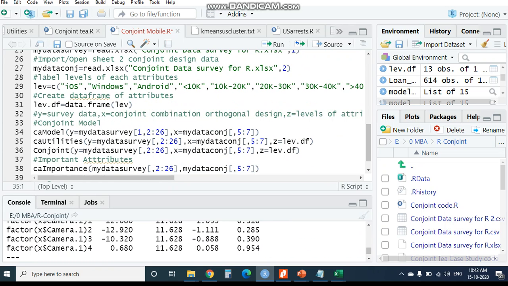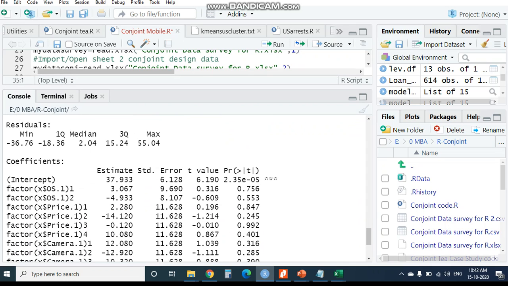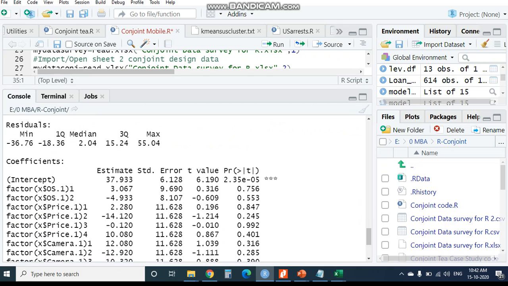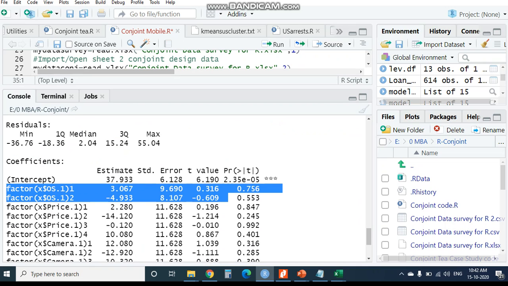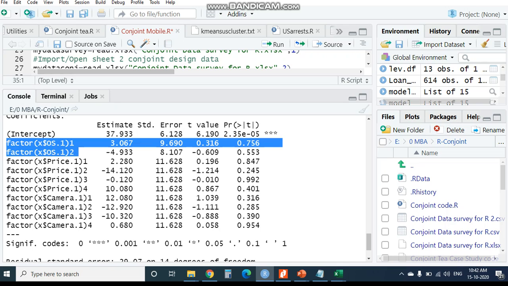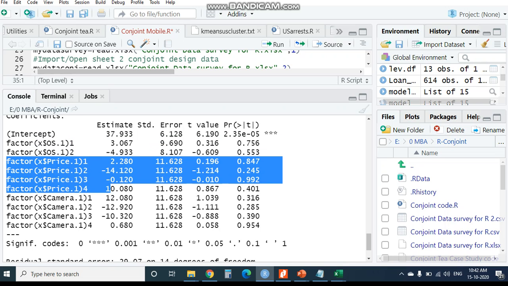So if I just elaborate this, how to interpret this? This is only a CA model for the first respondent. Okay, so we have to read this coefficient sheet, and this is about only the first respondent. So we all know that OS has 3 levels. Okay, these 1 and 2 stand for the levels, and price had 5 levels.